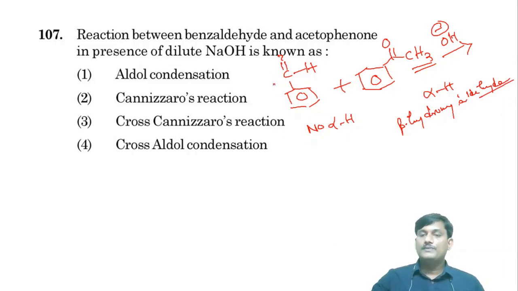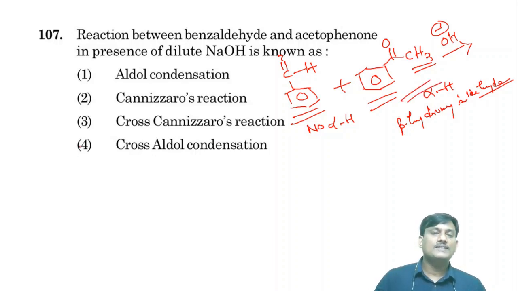So this reaction can be called cross-aldol condensation. It's a condensation reaction between two different molecules. When the condensation reaction takes place between two similar molecules, two same molecules, that can be called aldol condensation. But here, the condensation takes place between two different molecules, and one of the molecules has alpha hydrogen.